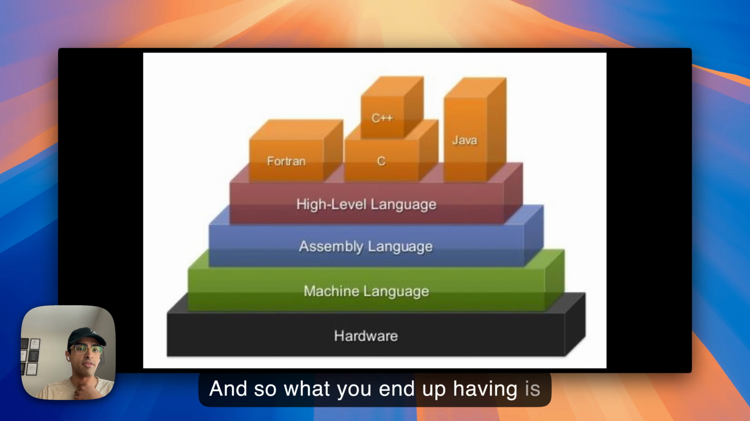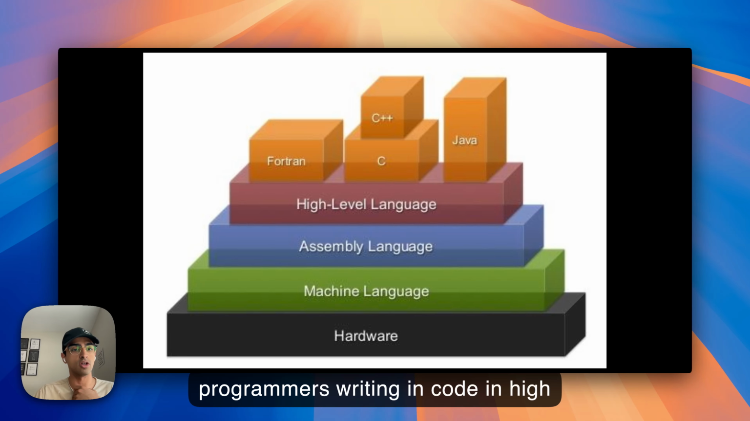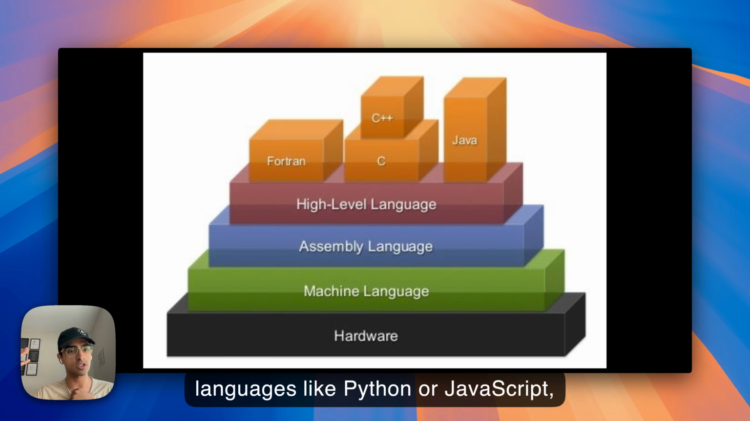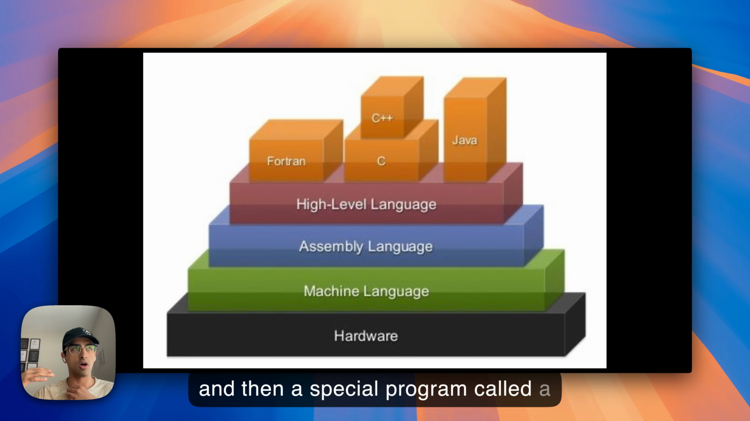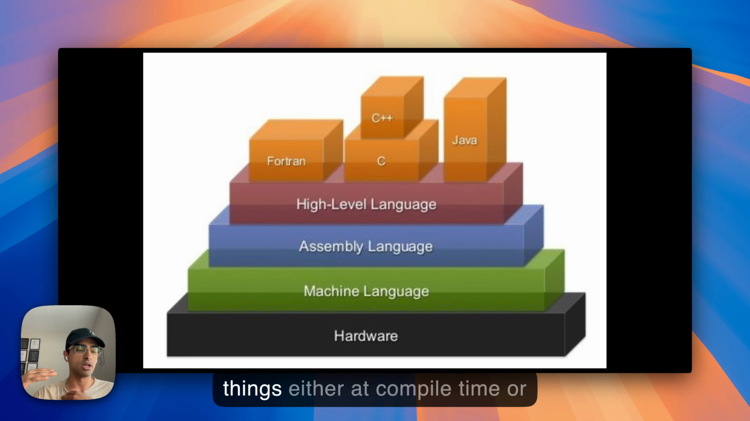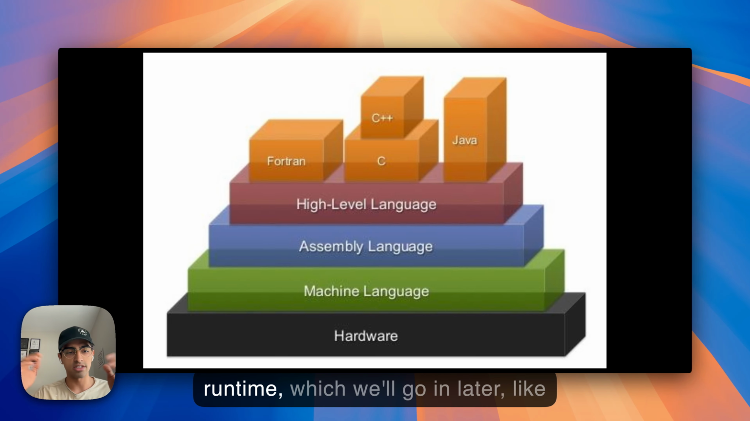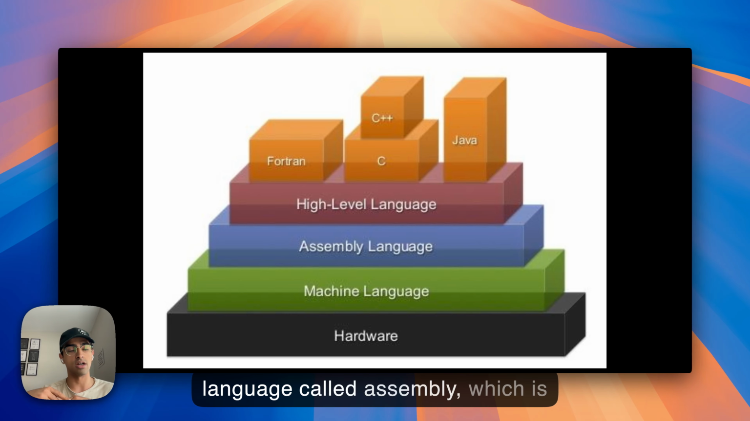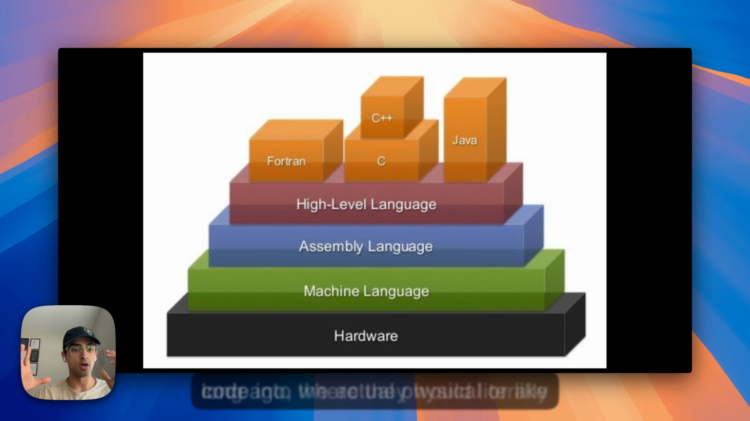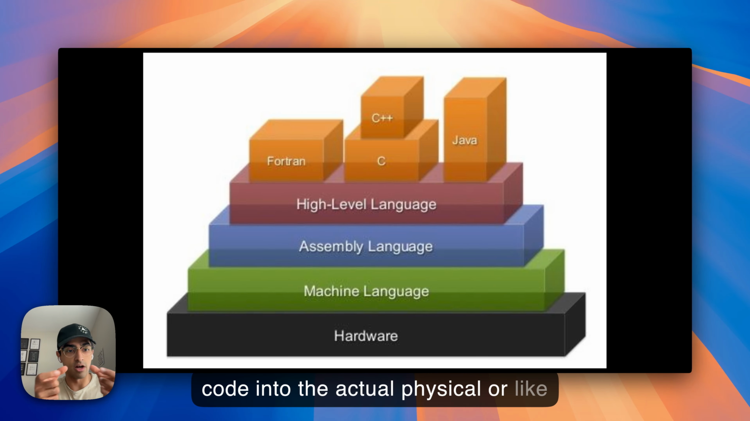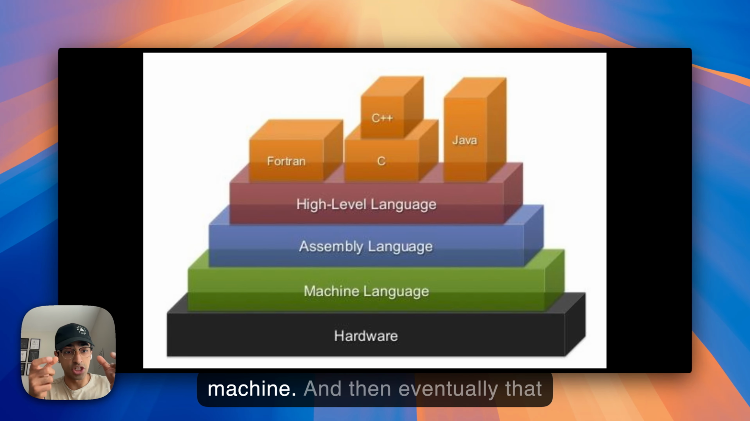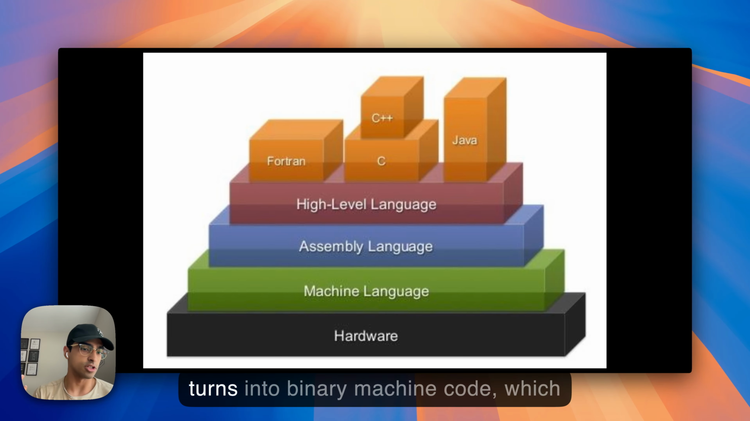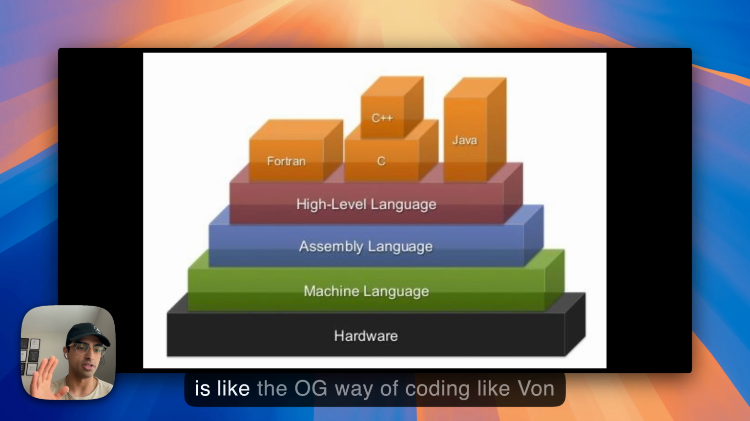And so what you end up having is programmers writing code in high-level languages like Python or JavaScript, and then a special program called a compiler or an interpreter, which does things either at compile time or runtime, which we'll go into in a different video, translates it down to a more basic human-readable language called assembly, which is how people used to code long ago, where they would literally code into the actual physical machine. And then eventually that turns into binary machine code, which is the OG way of coding.